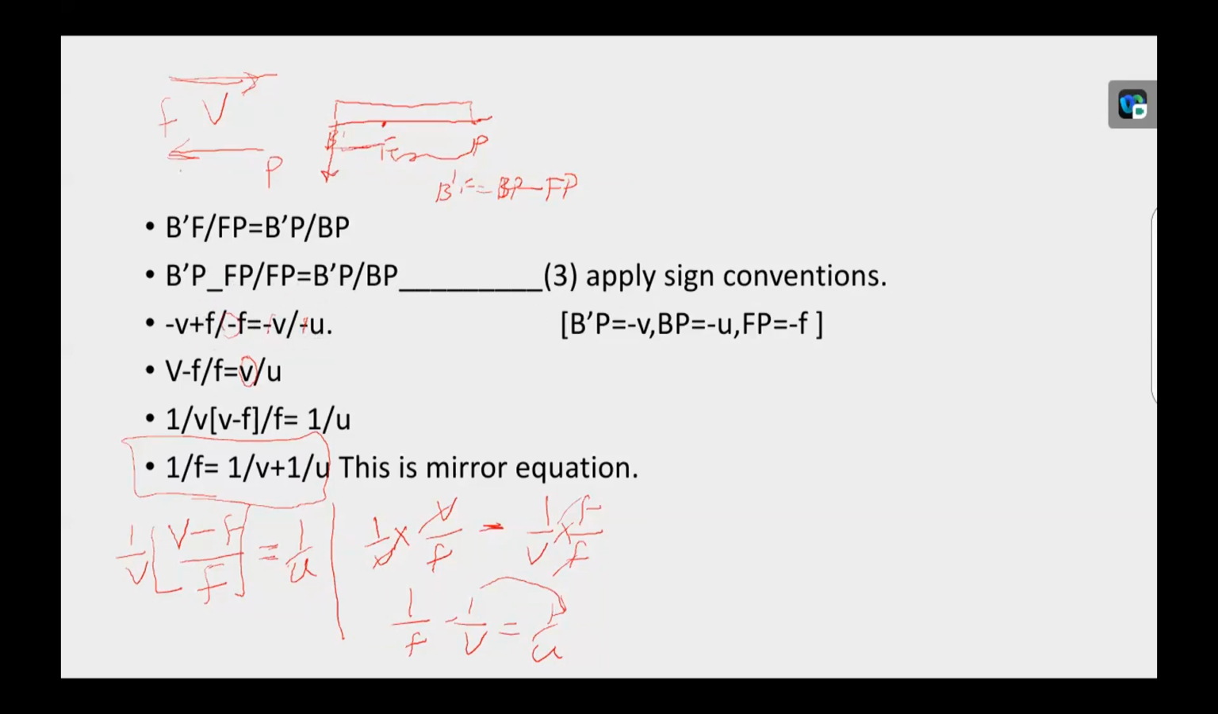Why are we taking minus? It means they are opposite to the incident beam. Whenever we are measuring a distance from the pole, we are moving opposite to the incident beam. That's why we take the negative sign. Sign conventions we have learned already. That's why we have got the minus sign here.